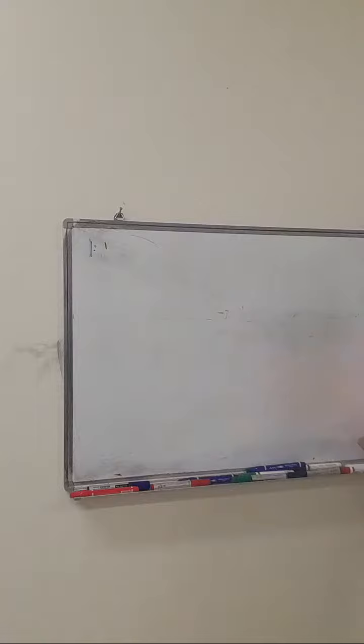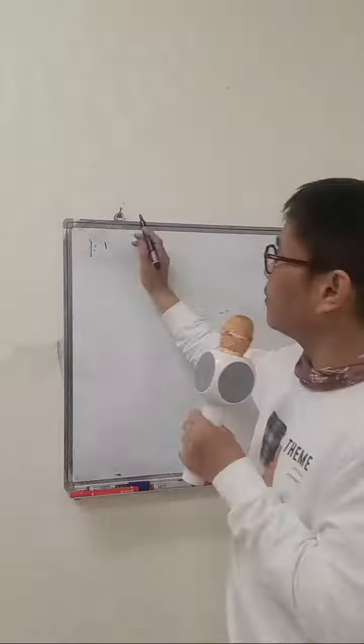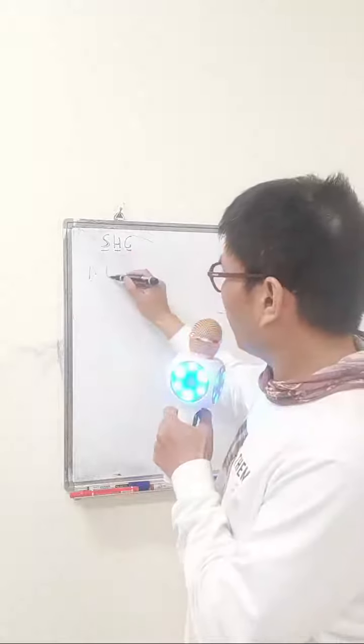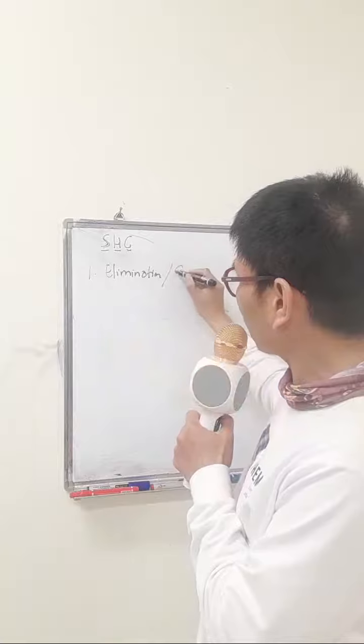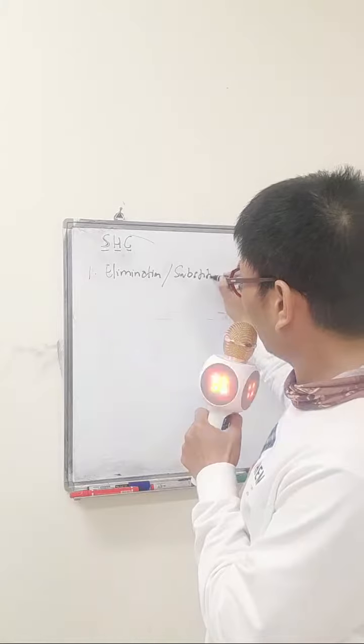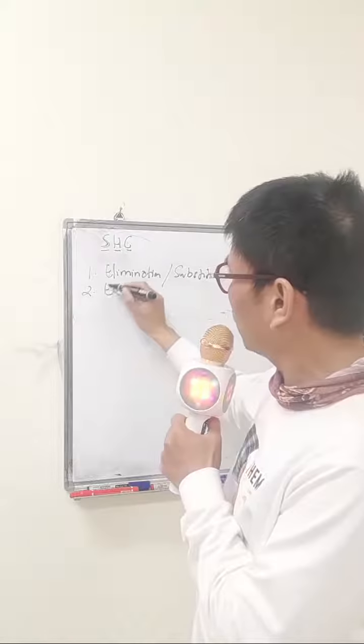So first, this is what we call the SHC, safety hierarchy of controls, in dealing with, handling or using chemicals. This is not only limited to chemicals, but we can still use the same pattern. First, elimination, and then substitution. Number 2 is engineering control.